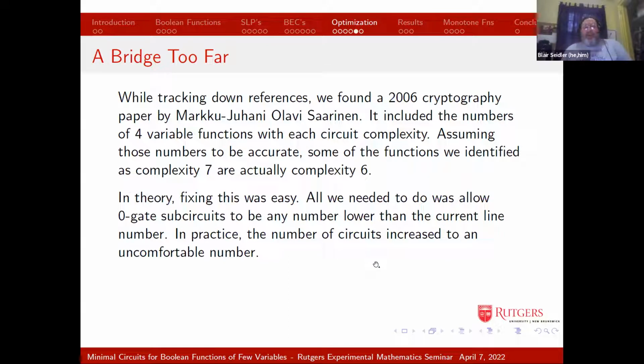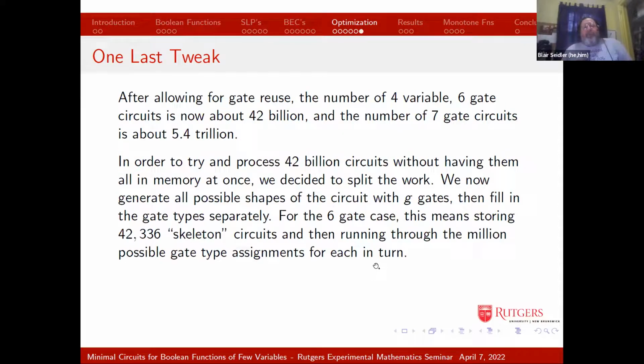In theory, it was easy to fix, which is all I needed to do is allow 0 gate subcircuits to be line numbers lower than the current line. And in practice, I got back an uncomfortable number of circuits. Once I allow gate reuse, now 4 variable 6-gate circuits blow up to about 42 billion, and the 7-gate circuits are back up to 5.4 trillion, which is 6 orders of magnitude what I started with, but still not great.